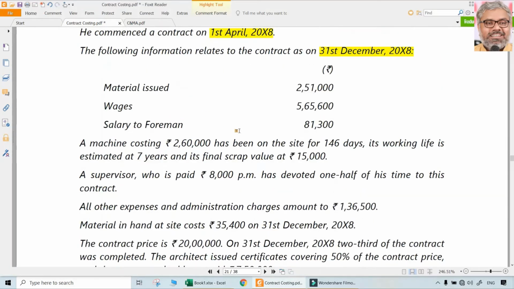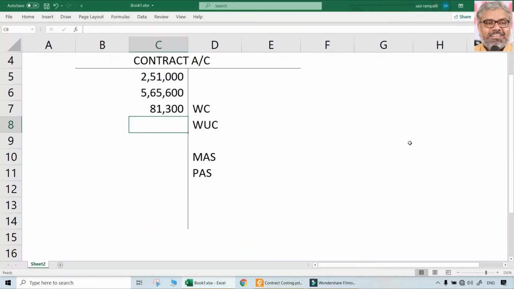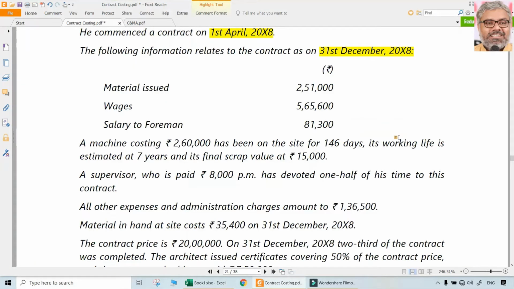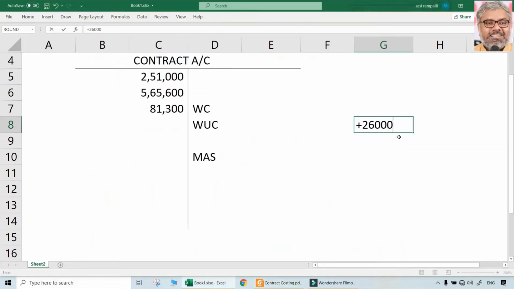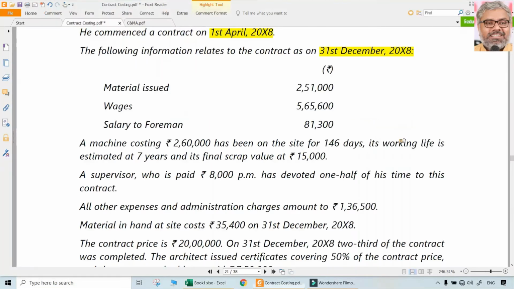A machine costing 2,60,000 has been on the site for 146 days. Its working life is estimated at 7 years, and its final scrap value is 15,000. For this, we can calculate depreciation separately rather than taking plant at site and all. So we can directly charge depreciation. Look at it this way: 2,60,000 is the cost of the machine, minus 15,000 is the scrap value. So 260 minus 15 is 2,45,000, and that will be useful for how many years? 7 years, he says.